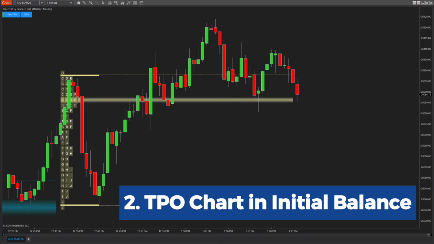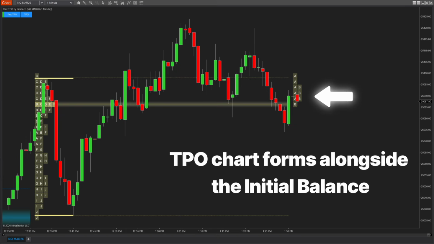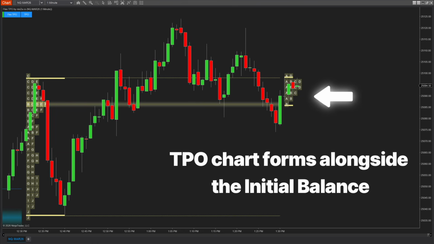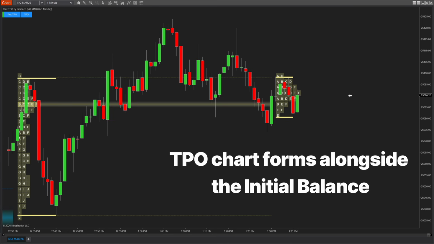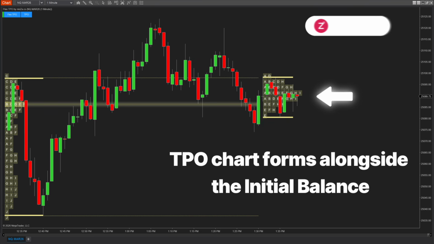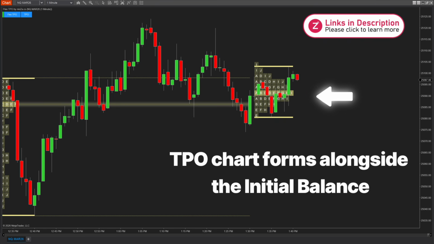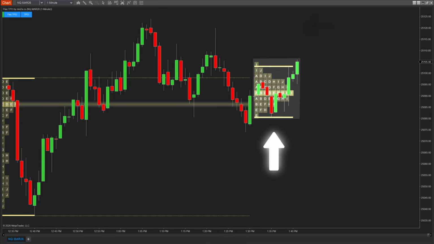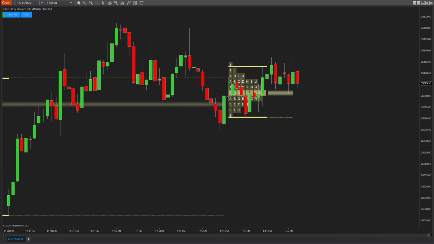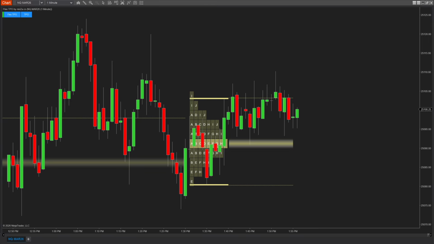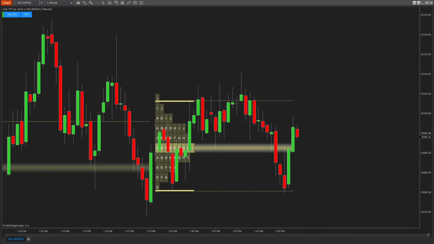When the initial balance starts to form, Flex TPO simultaneously begins to draw the TPO chart. The TPO chart will be built directly within the initial balance range and only exists for the duration of the initial balance phase. When the initial balance is complete, the TPO chart for that phase stops. During this process, the letters accumulate with each candle, reflecting how much time the market spent at each price level.